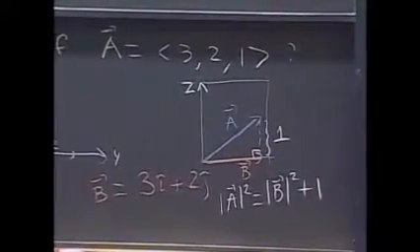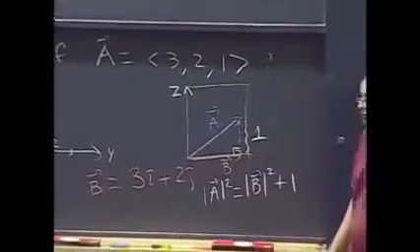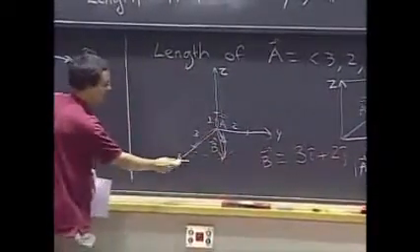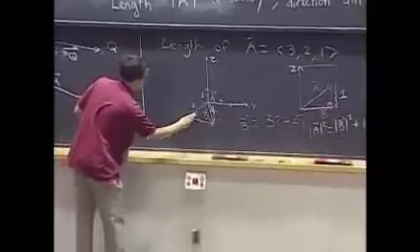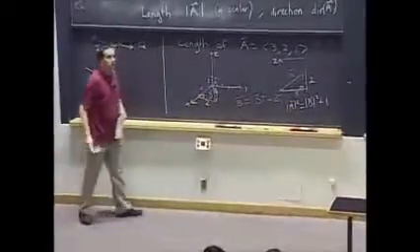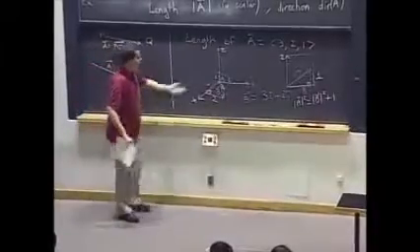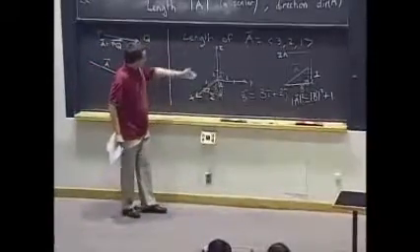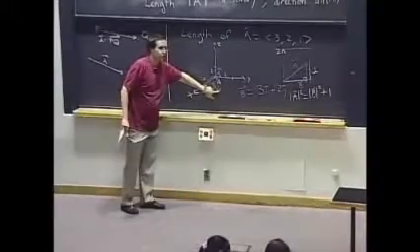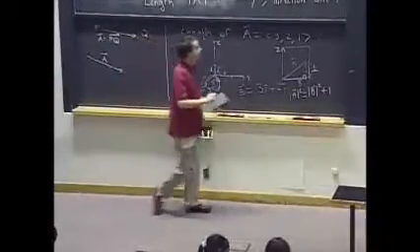Now we are reduced to finding the length of B. The length of B we can again find using the Pythagorean theorem in the xy plane, because here we have a right angle, here we have 3 units, and here we have 2 units. If you do the calculations, you will see that the length of B is the square root of 3 squared plus 2 squared, that's 13, so square root of 13.